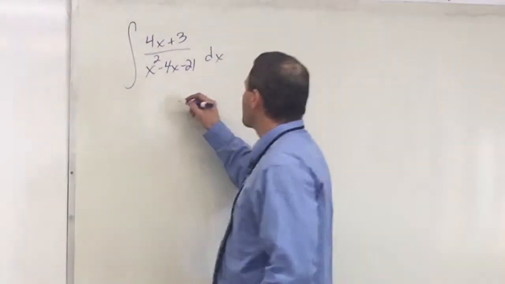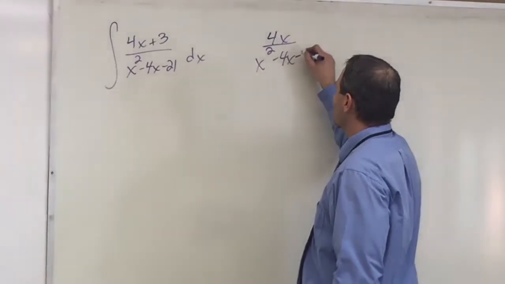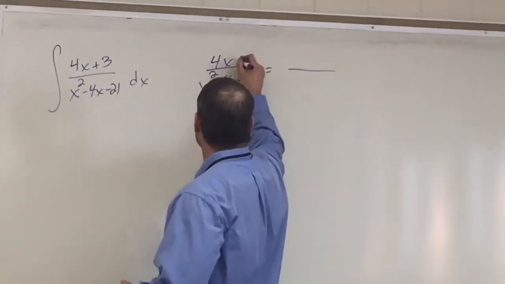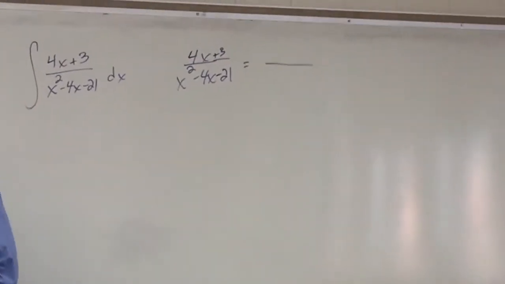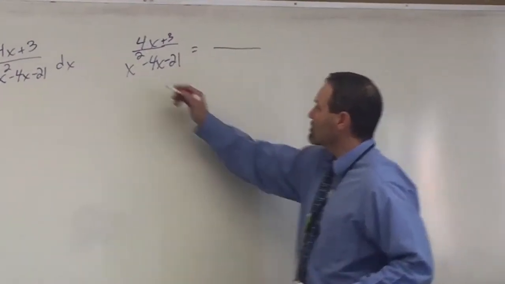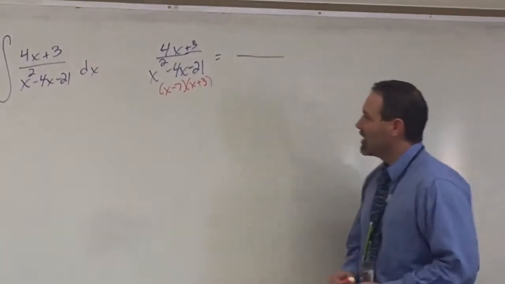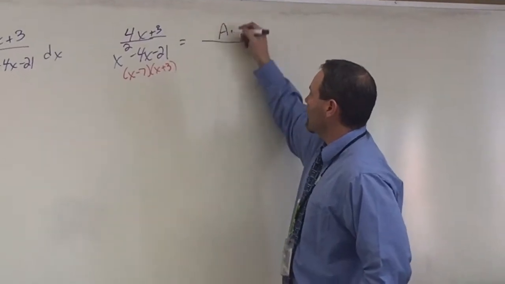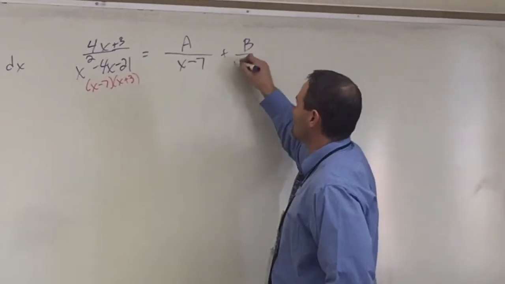All right. So the whole 4x plus 3 over x squared minus 4x minus 21. What happened to the 3? Yeah, it's there. Okay. Constants do matter. Okay, so this factors to be x minus 7, x plus 3. So it has 2 factors. So I'm going to assign A on top of the first factor and B on top of the second factor.